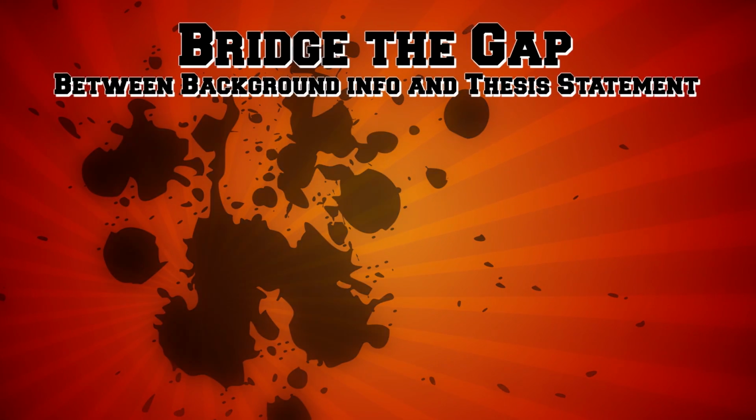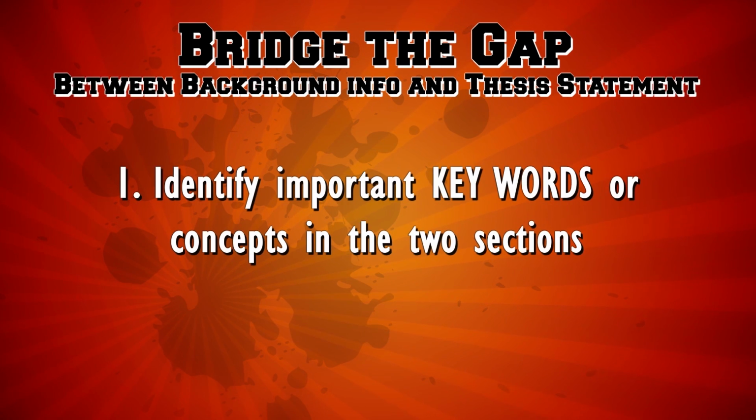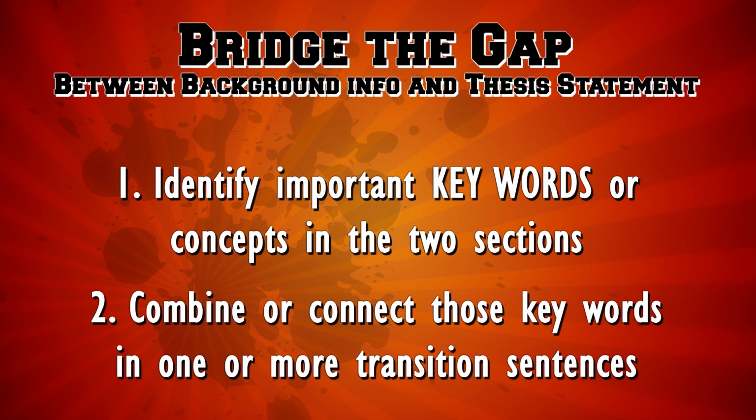To review, when we're writing an introduction paragraph, we don't want to have a noticeable gap between our background information and our thesis statement. If you have that in your draft, you need to bridge the gap. We can do that by identifying important keywords or concepts in the two sections, and then combining or connecting those keywords in one or more transition sentences.